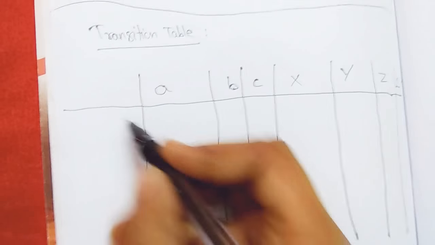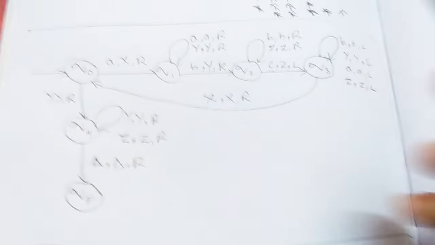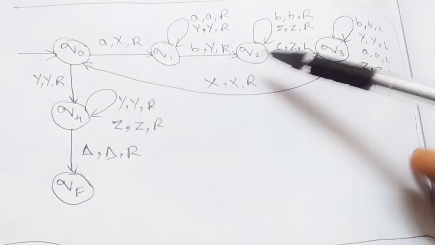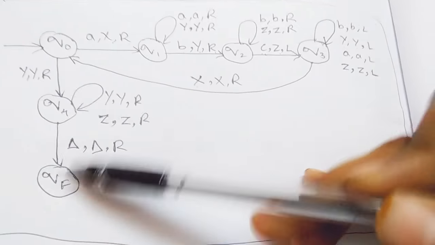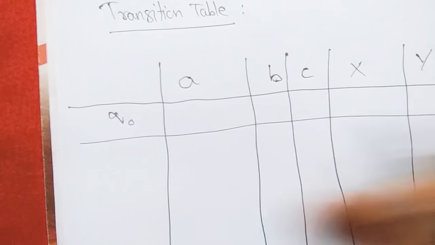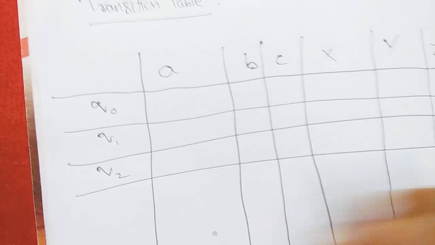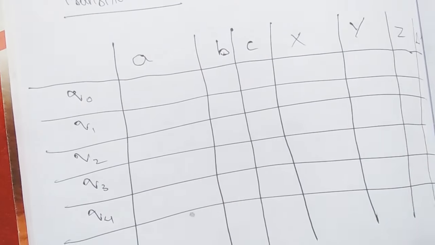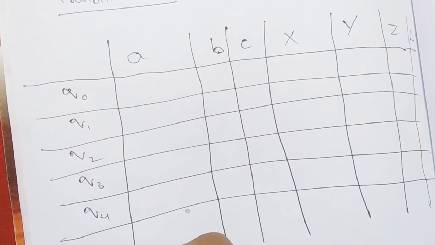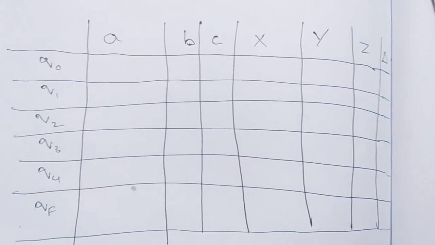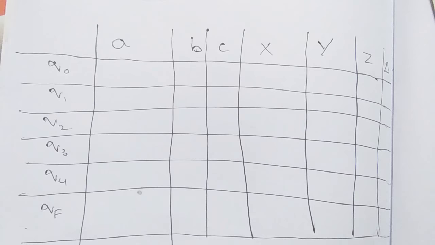And now the states are q0, q1, q2, q3, q4 and qf, that is the halt state. So I write here q0, q1, q2, q3, q4 and qf, that is the halt state. I haven't drawn it so properly, you draw it properly please.